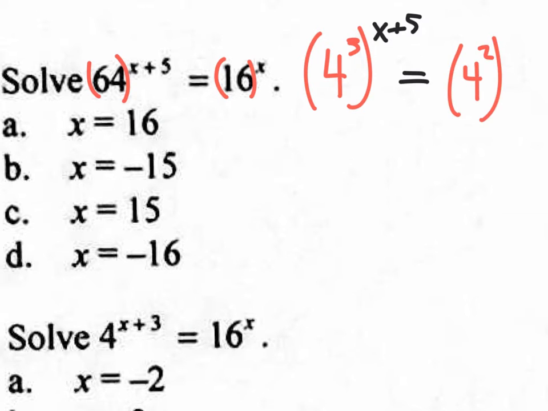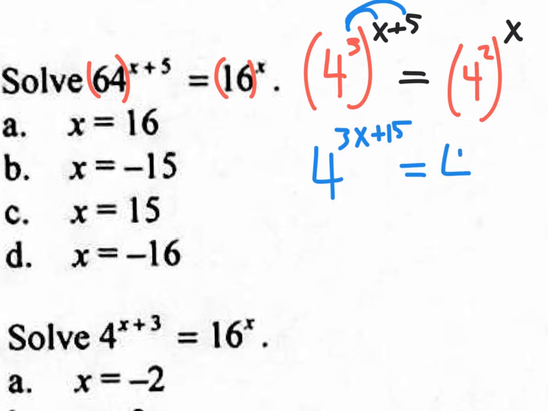And you still have the outside power of x. Now, when you have a power to a power, you multiply. So we'd have to distribute 3 times x, 3 times 5, and you would get 4 to the 3x plus 15 power equals 4 to the 2 times x, that's 2x power. And now that we have the same base 4, we could eliminate the 4's.